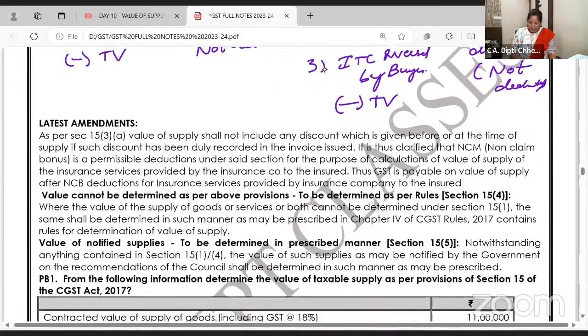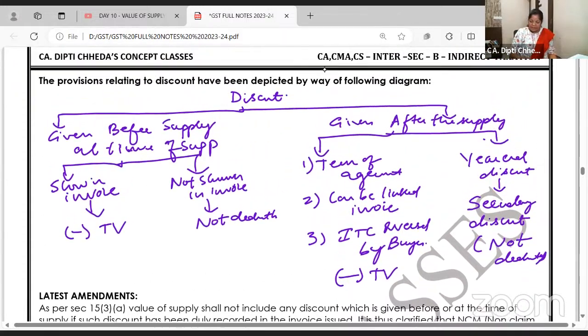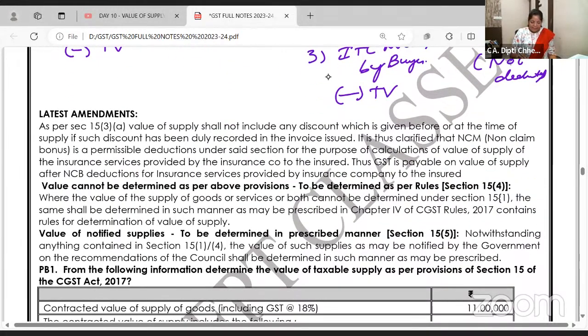Latest amendment I already made you write. Finish writing this beta. हो गया लिखना? Yes. चलो. Latest amendment. As per section 15(3)(a), the value of supply should not include any discount which is given before or at the time of supply if such discount is duly recorded in invoice. It is thus clarified that no claim bonus is permissible deduction. I told you you'll reduce it. I gave you the example also.